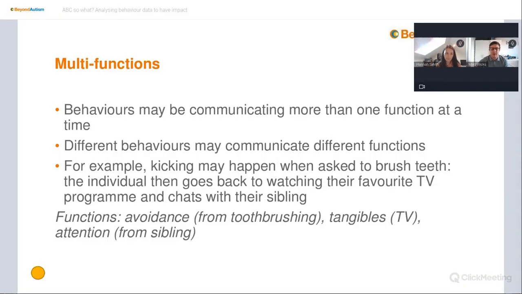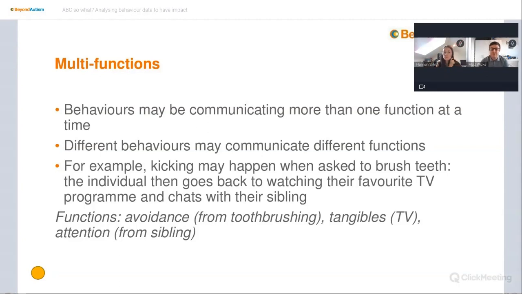Then we also need to think about multiple functions of behaviour. Behaviours may be communicating more than one function at a time. Also, different behaviours may communicate different functions. So in a scenario here, kicking might happen when the young person's asked to brush their teeth. They then get to go and watch TV and have a chat with their sibling.